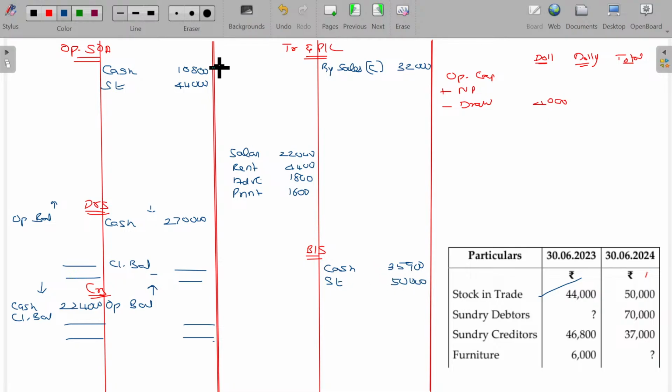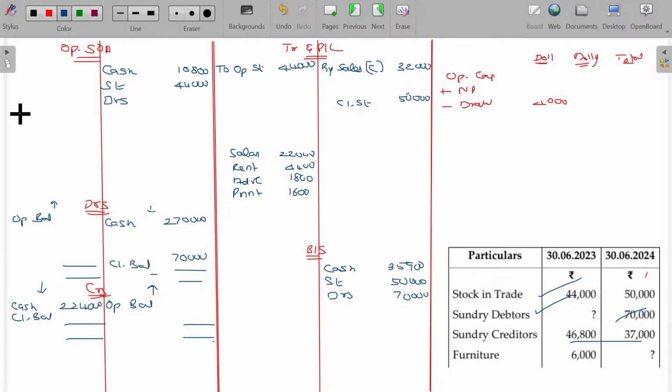Double entry should be there, so another entry should be in the trading account: to opening stock 44,000, closing stock 50,000. Sundry debtors: opening information is silent, but closing information being 70,000 rupees. Double entry is over.